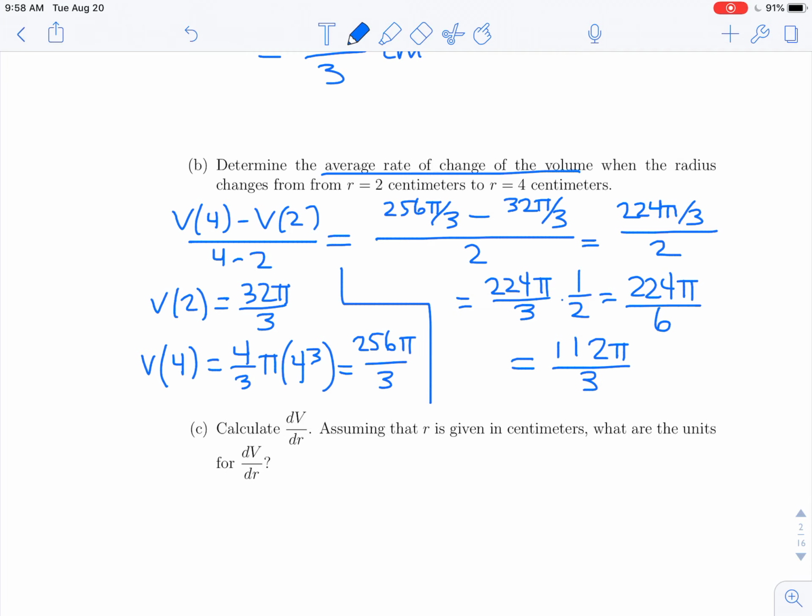So let's go back and think about units. Our volume units are in centimeters cubed. Our 4 and the 2 here represent radii, and their units are centimeters. When you subtract them, you're going to get centimeters again. And so our numerator units are centimeters cubed. Denominator units are centimeters. So when we look at the whole fraction, we're looking at centimeters squared.